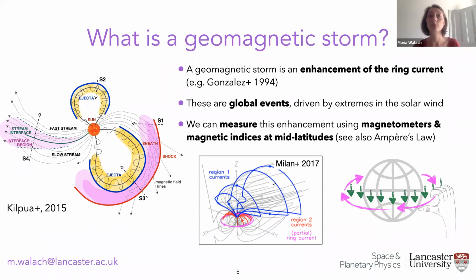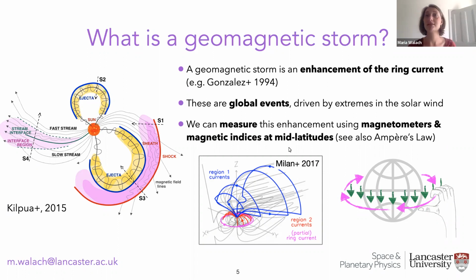And we know that when we have times of high dayside driving or reconnection activity, region 1 and region 2 currents are enhanced. But we also know that when the ring current is enhanced, we also have region 1 and region 2 currents enhanced. So the whole system kind of works together. And we just need to keep that in mind.